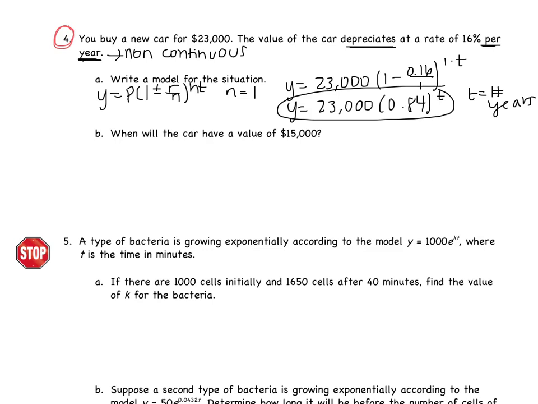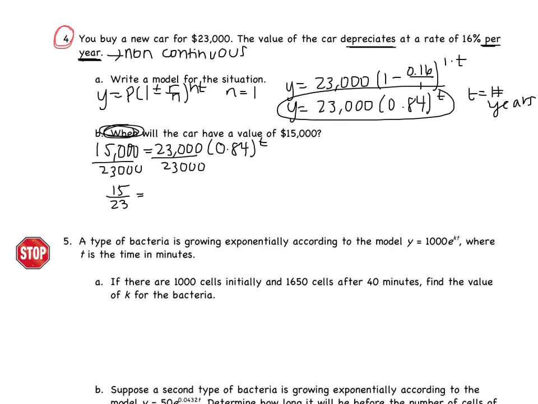B then asks, when will the car have a value of 15,000? Now mind you, if you got A wrong, you're also going to get B wrong. So 15,000 gets put in for y, and I'm solving for t, which makes sense. I'm solving for the when. So you should have divided by 23,000. This does not turn out to be a nice decimal, so I'm going to leave it as 15 over 23 equals 0.84 to the t power.